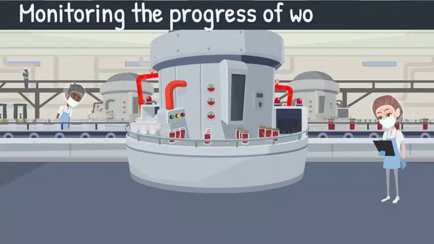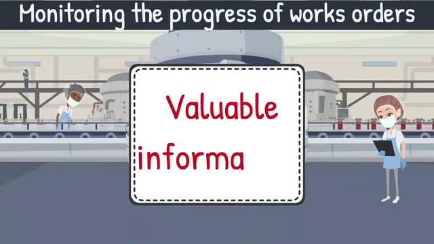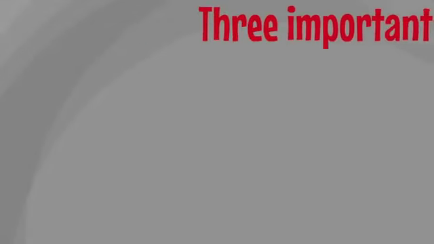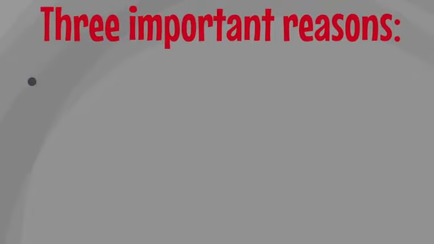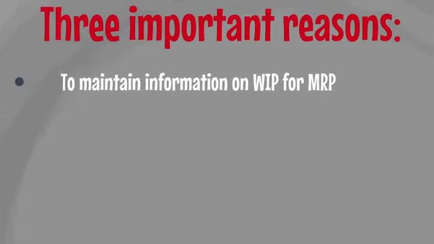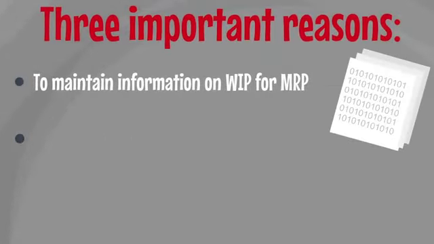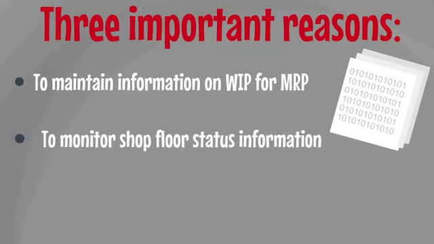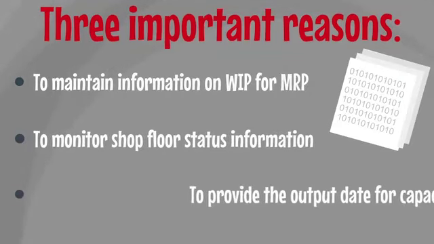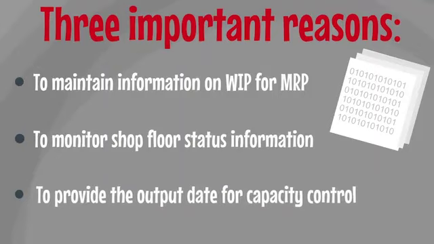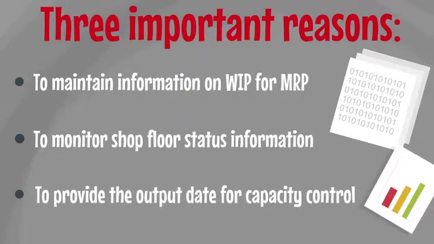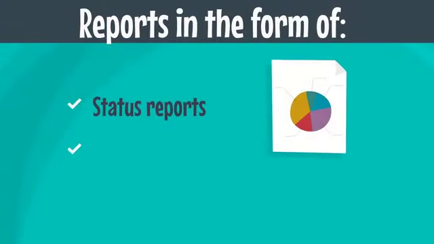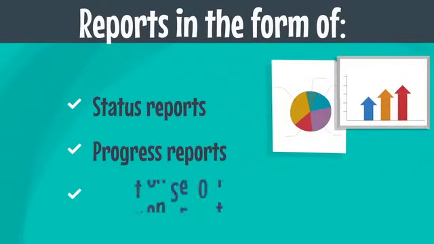Monitoring the progress of works orders on the factory floor provides valuable information to the business. There are three important reasons for monitoring the progress of the order, and these are to maintain information on WIP for MRP, to monitor shop floor status information, and to provide the output date for capacity control. Shop floor control systems provide reports in the form of status reports, progress reports, and exception reports.